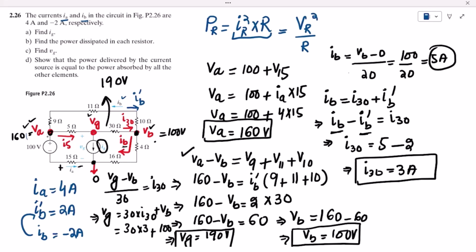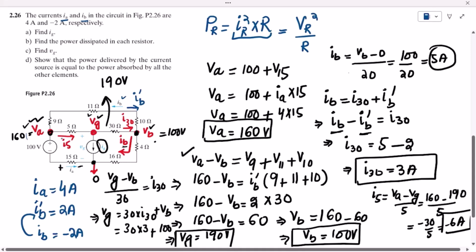In order to find out the current here, we need to find out this current, which is I5. So in order to find the value of I5, this voltage is known, this voltage is known, so potential difference divided by the resistance is I5. Let me write it here. The value of I5 is VA minus VG divided by the 5 ohm, that is 160 minus 190 divided by 5, so it will be minus 30 divided by 5, that is minus 6 amperes. The value of I5 is minus 6 amperes.